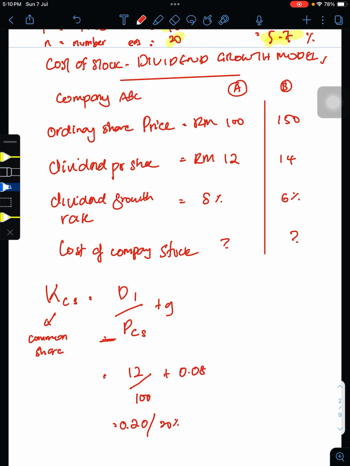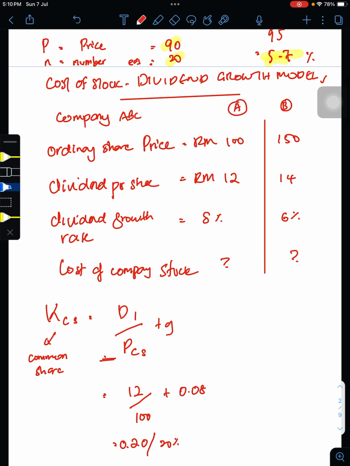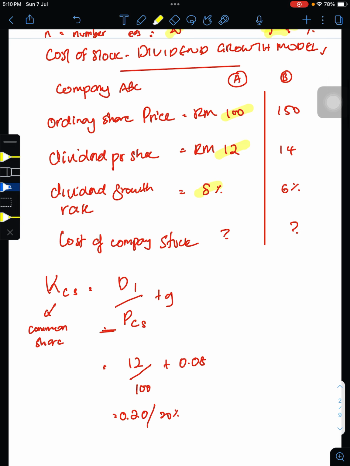Cost of common stock equals dividend in year 1 divided by the PCS, your price per common stock, plus G, which is the growth. So here your dividend in year 1 is 12 ringgit, your price per share is $100, and your growth is 8%. So you just simply fill this into your formula. D1 is 12, your price is 100, and your growth is 0.08. If you add those up, you should get 0.20 or 20%. And please try part B as well.